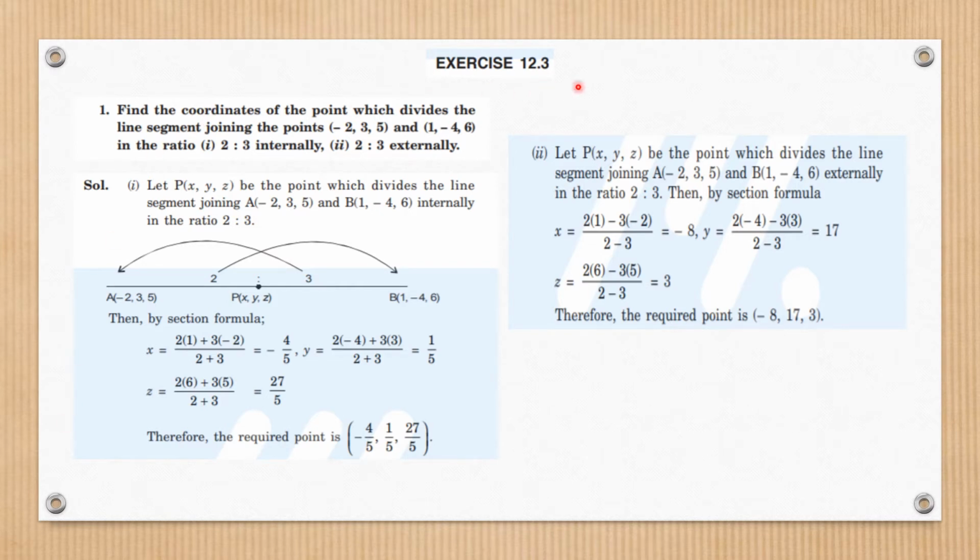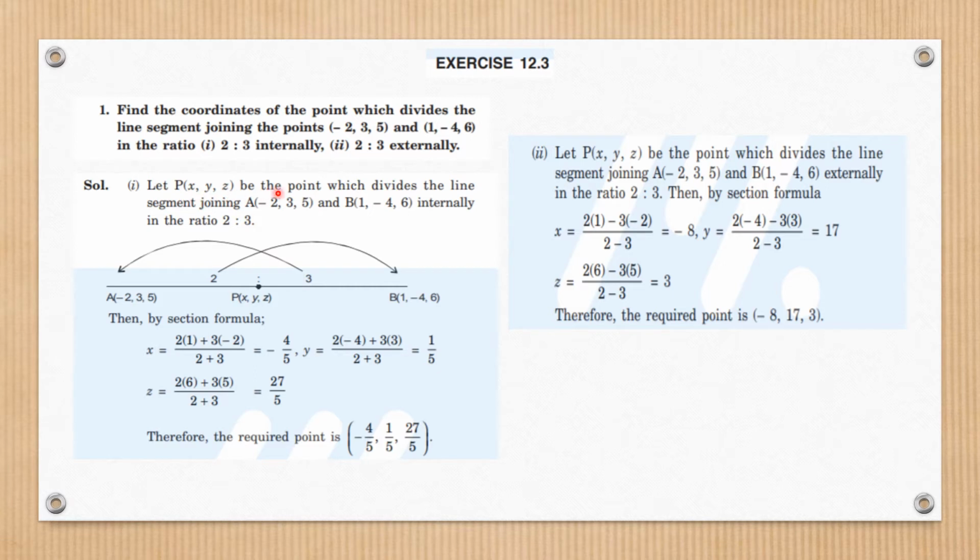The first question of exercise 12.3 is based upon the application of your section formula. Find the coordinates of the point which divides the line segment joining the points (-2, 3, 5) and (1, -4, 6) in the ratio 2:3 internally and 2:3 externally.